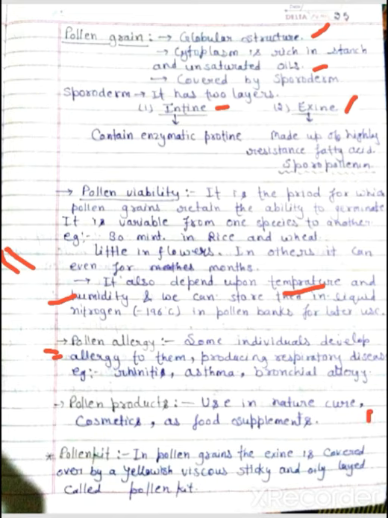So the next one is pollen kit. What is pollen kit? In pollen grains, the exine is covered over, as I told you. What is exine? The outermost sporoderm layer. Now it is covered over by a yellowish, viscous, sticky and oily layer called pollen kit.